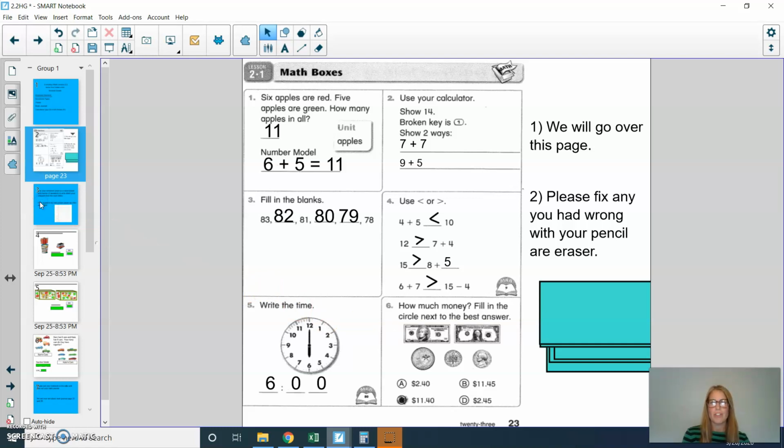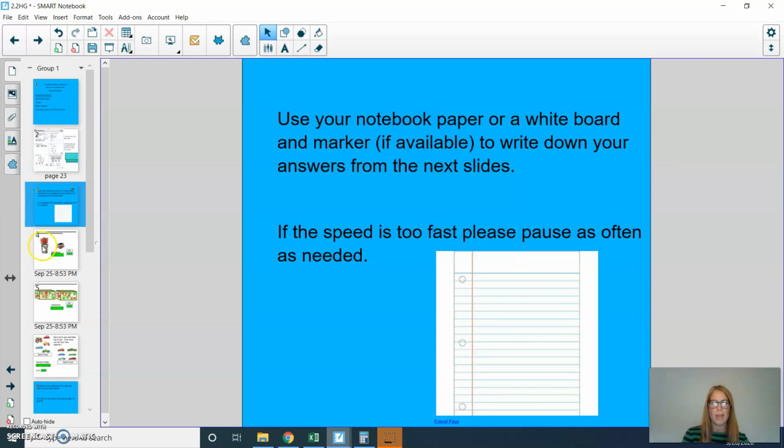We're going to put our math journal to the side just for a moment, and we'll use our whiteboard or notebook for the next 3 slides. If the speed is ever too fast, please pause as often as needed.